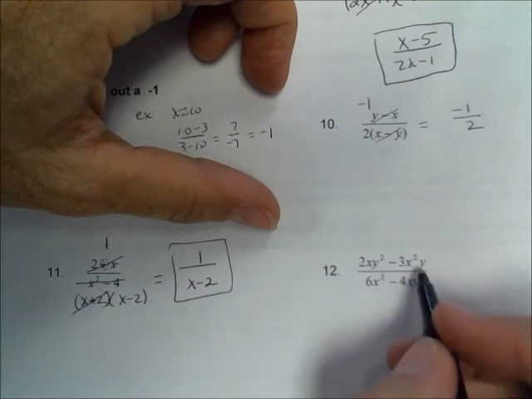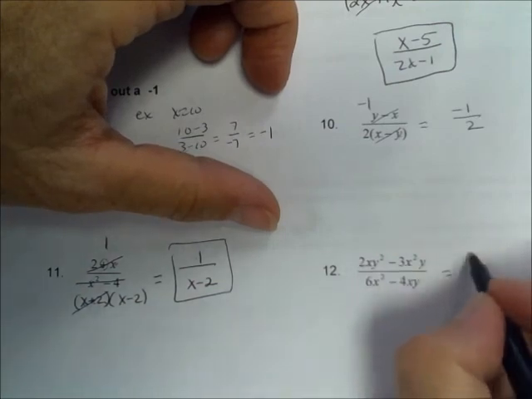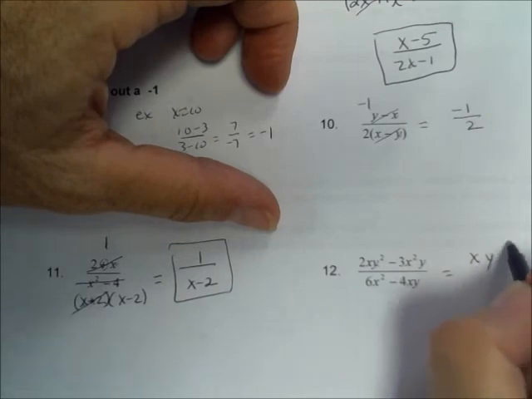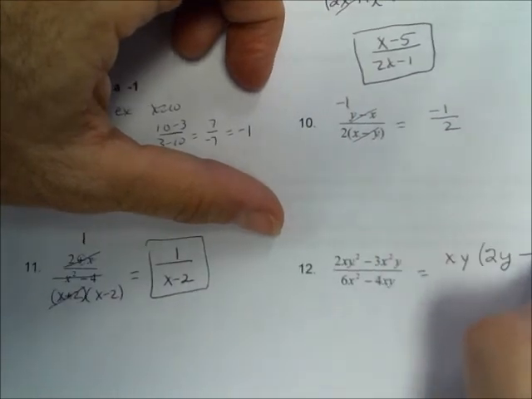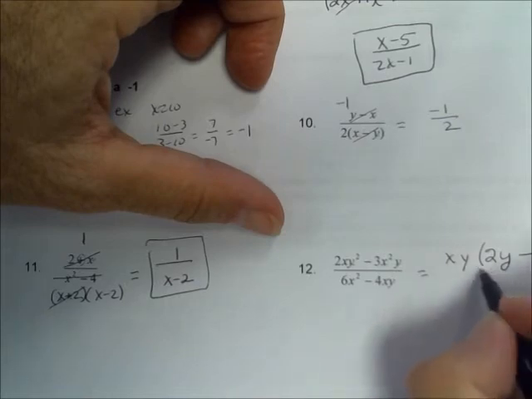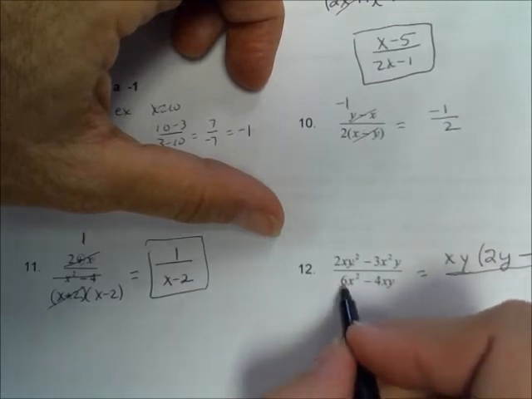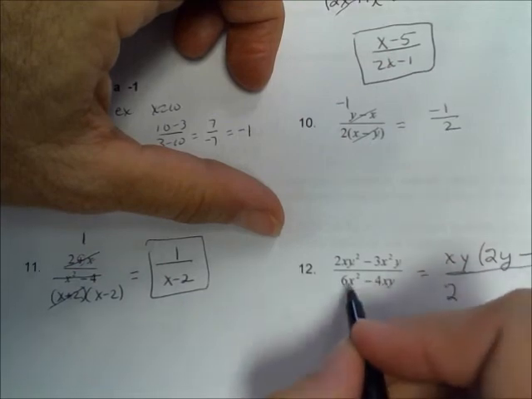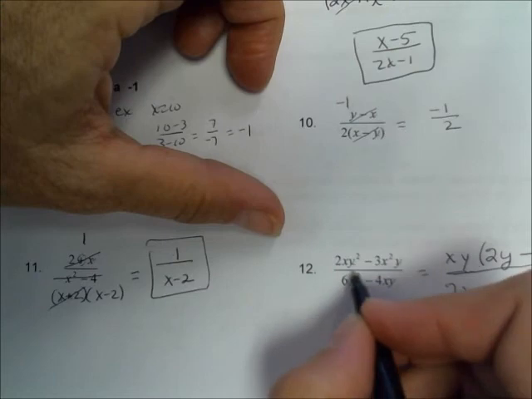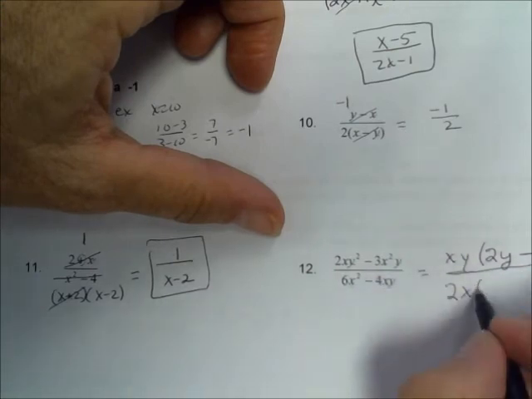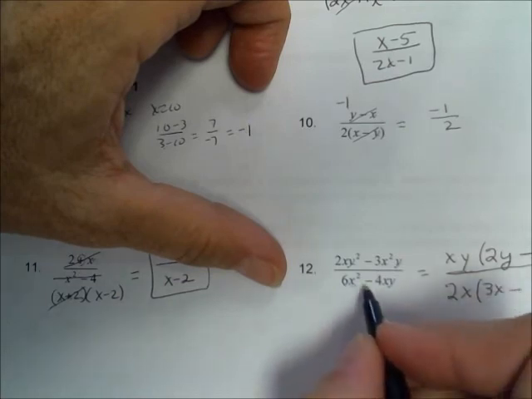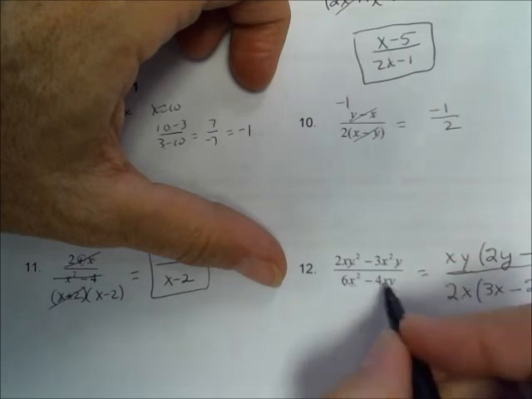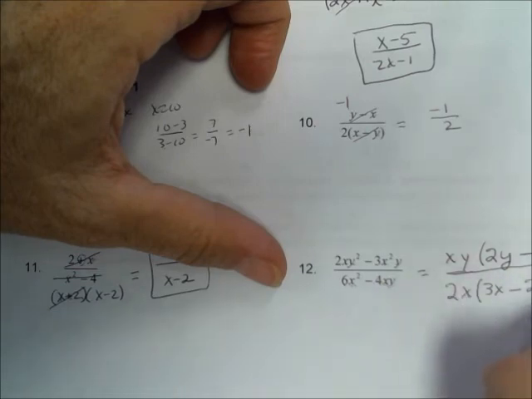In number 12, you have a GCF. I see an x in both terms. I see a y in both terms. And when I take an x and a y out of this first term, I get 2y minus, when I take 1x and 1y out of here, I'm left with 3x. And on the bottom, it looks like I have a 2 for a GCF and an x, but no y because there's no y in this term. So 2x is the only GCF here. So when I divide 6x squared out by 2x, I get 3x minus 4 divided by 2 is 2, x divided by x is 1, and y is what we're left with.